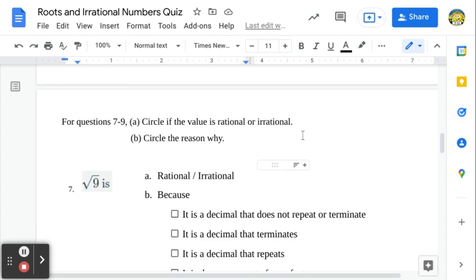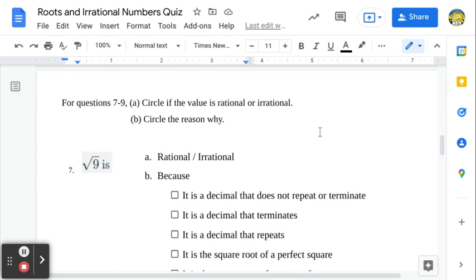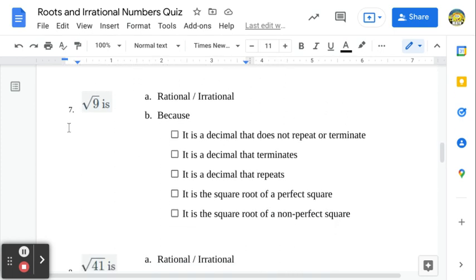There are 3 questions on this page. For questions 7 through 9, you have 2 things to do. Circle if the value is rational or irrational, and then circle or check the reason why. So for number 7, square root of 9 is, so part A, you should determine if it's rational or irrational.